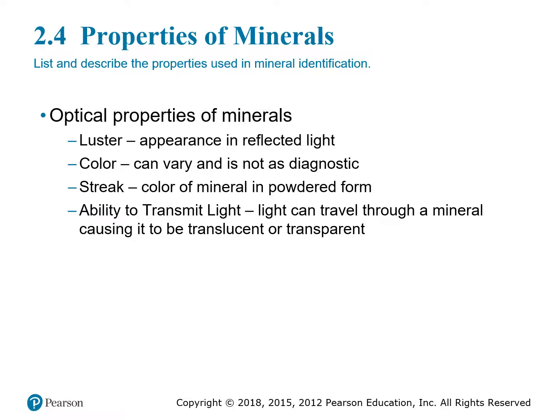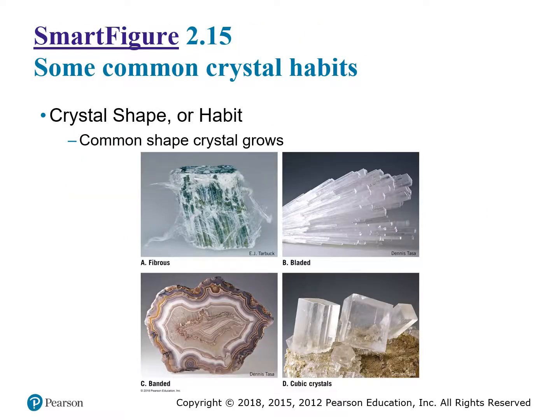And of course, the ability to transmit light. If the mineral is transparent, of course we can see through it. If it's translucent, it might block some of the light, and of course there's opaque. So crystal shape or habit can also help identify some minerals. On the pictures here, you see the fibrous structure that asbestos would have, a bladed structure, a banded structure, and even cubic crystals, which, as I mentioned before, might be something characteristic of sodium chloride or salt.